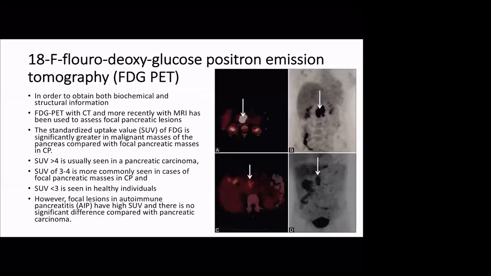The FDG PET scan, in order to obtain biochemical and structural information, we use the FDG PET scan with CT and more recently with MRI to assess the focal pancreatic lesion. The standard uptake value, the SUV value of the FDG, is significantly greater in malignant masses of the pancreas compared to the benign focal pancreatic mass.